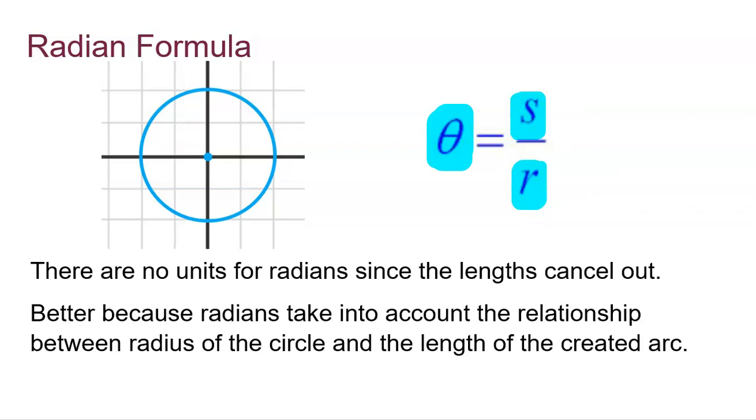It's not some random concept that some Greek philosopher came up with hundreds of centuries ago about degrees. I mean, who even knows where 1 degree comes from? But we do know where radians come from. Radians are better because they take into account the relationship between the radius of the circle and the length of the created arc. They really are the best.